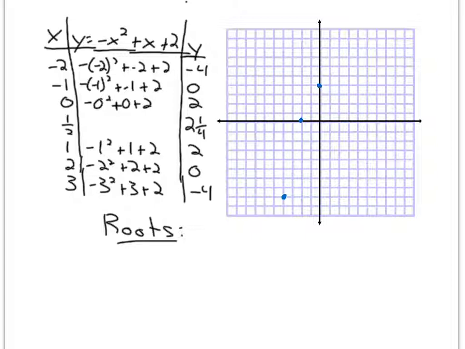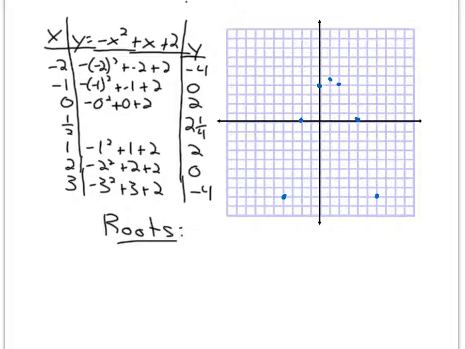Then I'm going to have 1/2 and 2 1/4. So basically each line here is counting by halves. Okay, so I've got a half and then 1, 2, and about halfway is a 1/4. So about right in there. Then I should be at 1 and 2. And now you can see I'm on my way back down. I've got 2 and 0. And then I should have 3 and negative 4.